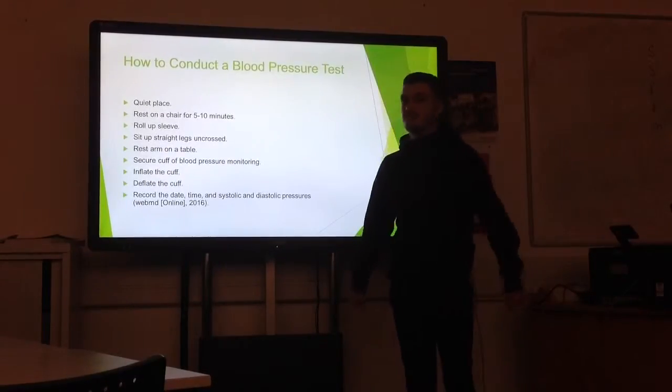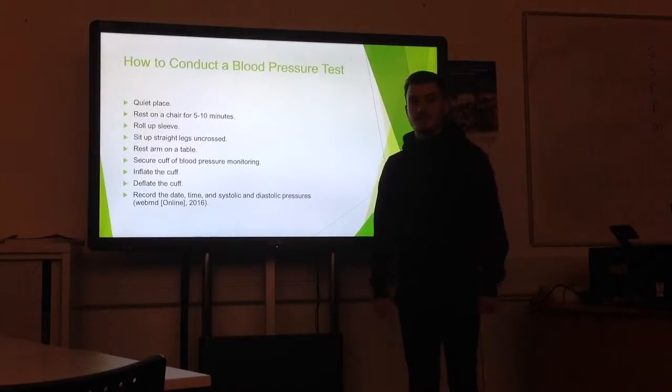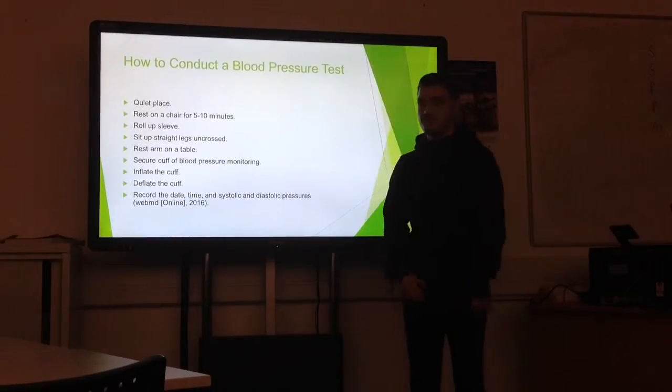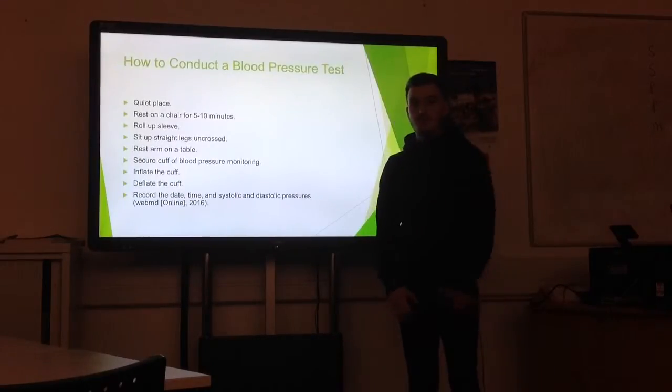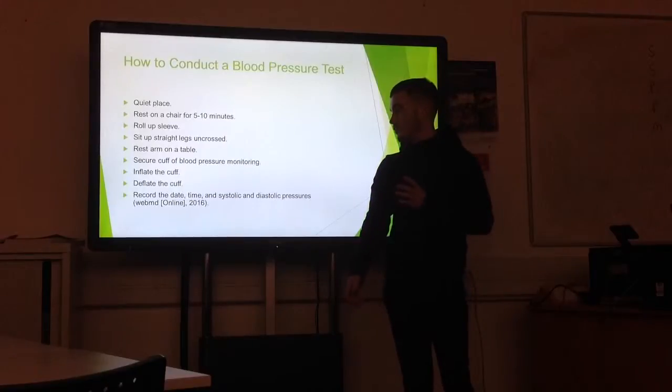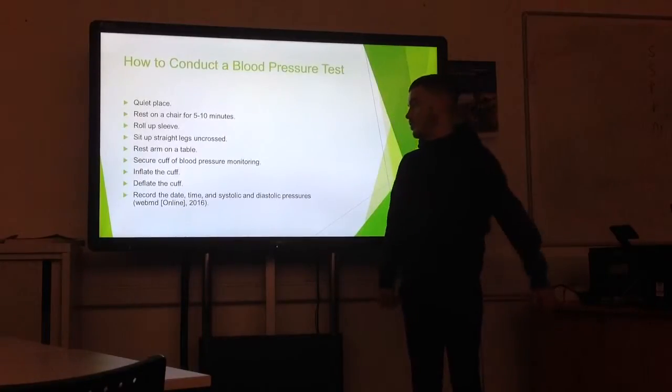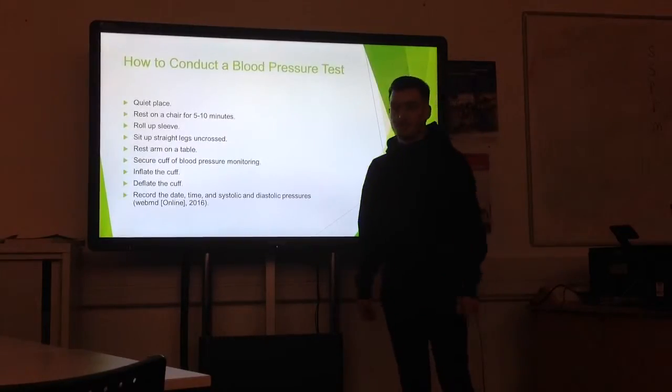How to conduct a blood pressure test. It should be in a quiet place. You should rest for 5 to 10 minutes. You should roll up your sleeves so nothing's in the way. Sit up straight with legs uncrossed, so it doesn't restrict the blood flow. Rest your arm on a table. Secure the cuff, blood pressure monitor. Inflate the cuff, deflate the cuff, and then record the date, the time, and the systolic and diastolic pressures.